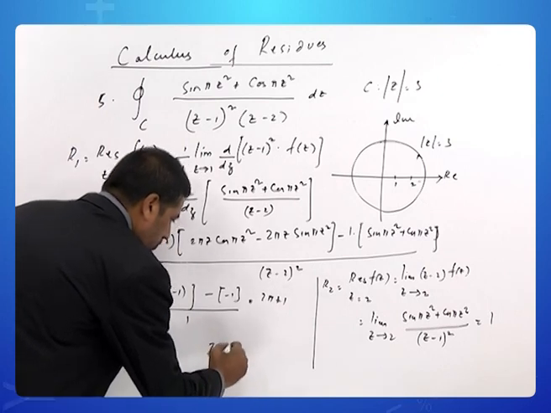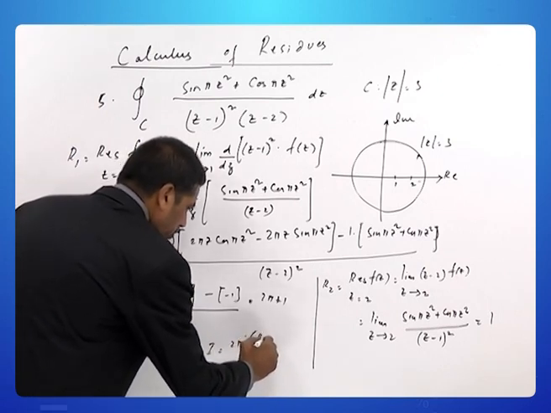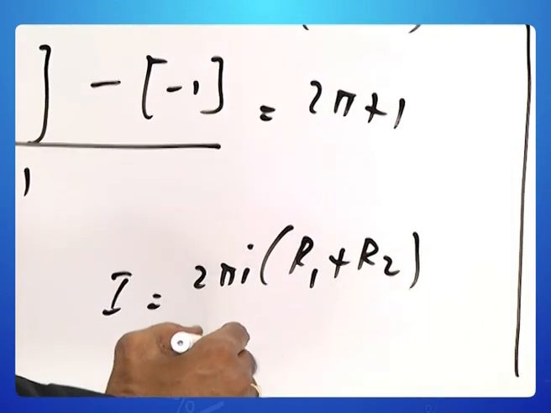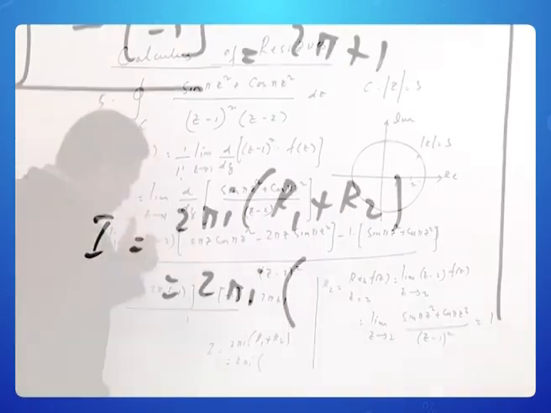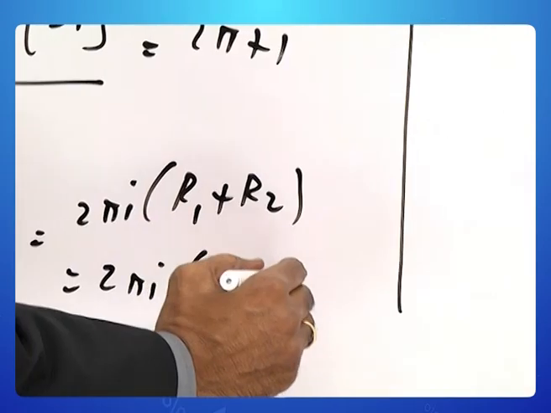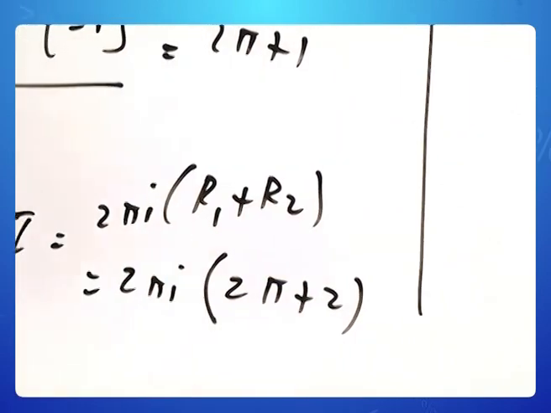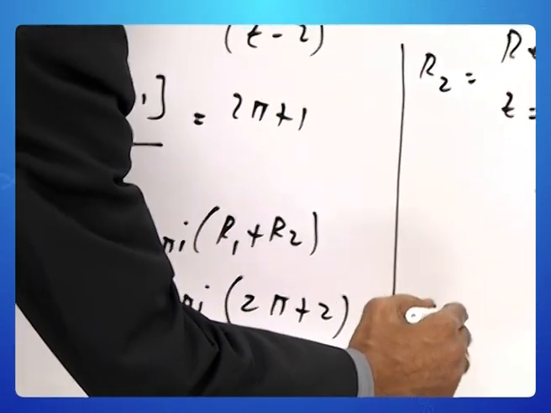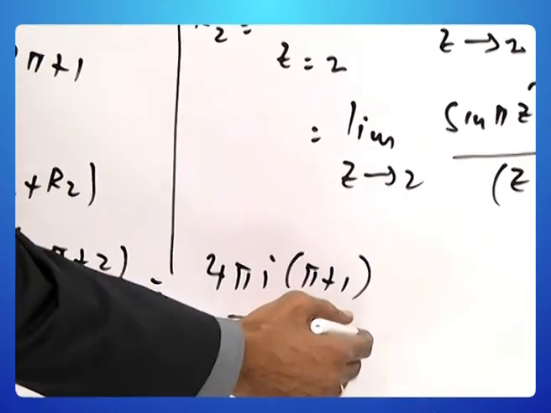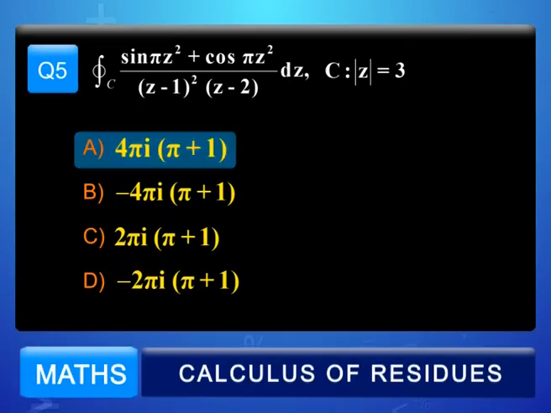I is equal to 2 pi i into R1 plus R2. So this will be 2 pi i into 2 pi plus 1 plus 1, which is 2 pi plus 2. You can take a 2 outside and you will have 4 pi i into pi plus 1. And you can see the correct option for this problem is A.